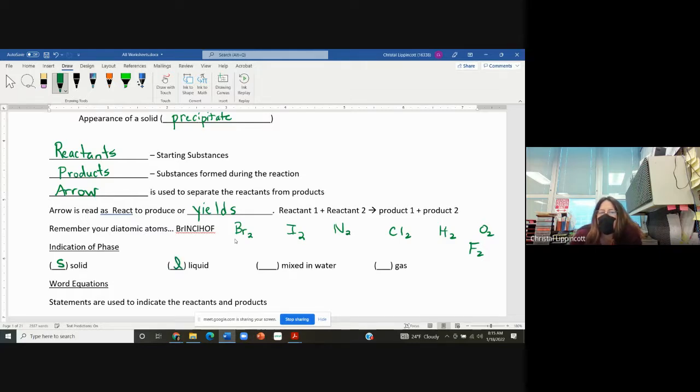Liquid, and you don't have to, but I typically will use a cursive L so that it doesn't get confused with a 1. You can do whatever you want, but I usually use a cursive one. And then mixed with water is AQ. It stands for aqueous. Well, you've heard of like an aquatic center, right? Aqua is water, okay? And then G for gas.